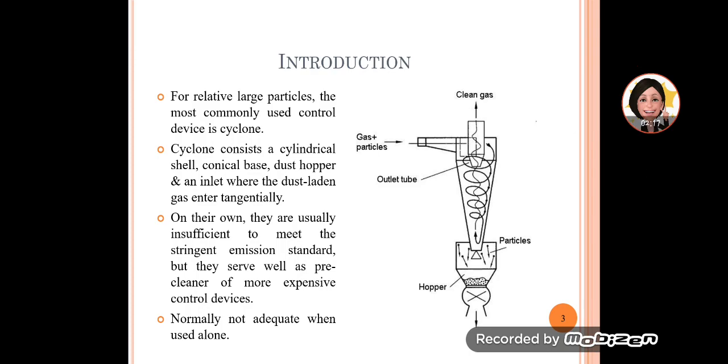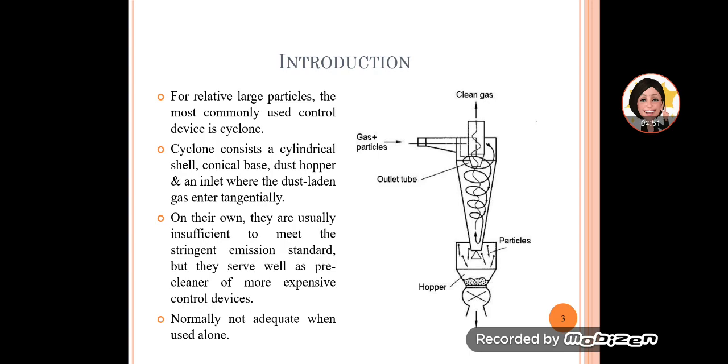Cyclones are used for relatively large particles. This is an example of a cyclone, which usually consists of a cylindrical part, a shell, and then a conical base and a dust hopper at the bottom. It has an inlet for the dirty gas plus particles to enter, and an outlet where the clean gas exits. Below the hopper is the exit for the particles that have been collected.